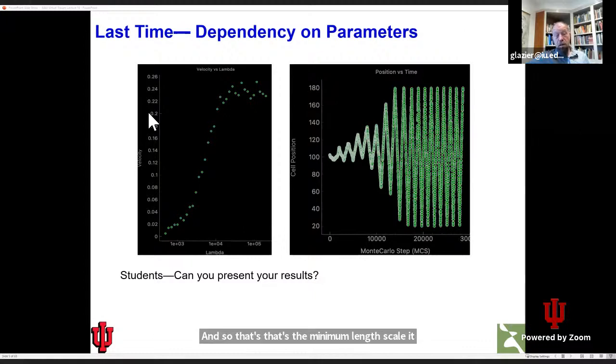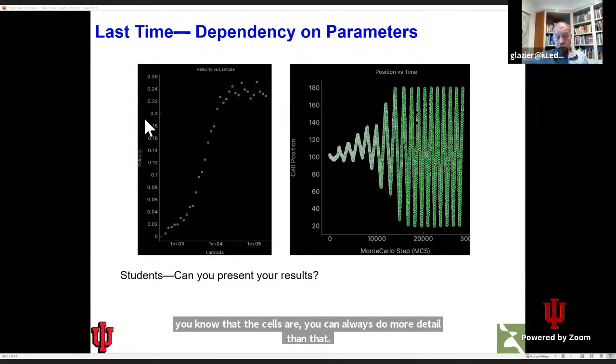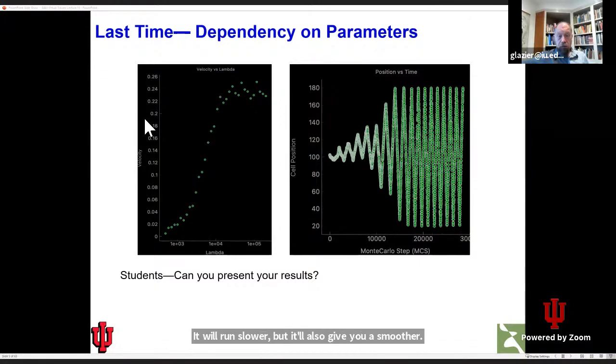You can always do more detail than that. It'll run slower, but it'll also give you smoother simulations. And if you need subcellular detail, you're stuck. You have to have more smaller voxels. And so typically we're going to run simulations where the cells might be 10 microns across, and if our voxel size is 1 micron, then the cell will typically be on the order of 60 or 70 voxels in 2D.